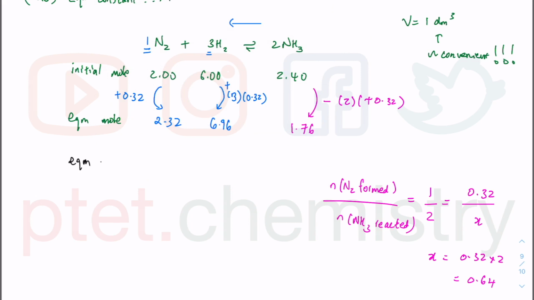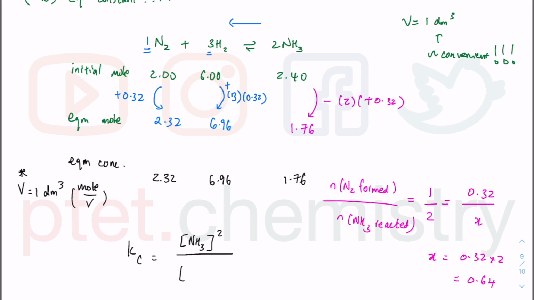I need the equilibrium concentration, which is mole divided by volume. But remember, the volume was 1 dm cube. Here is where it's very important. If the volume is not 1 dm cube, then you really have to get the volume very, very carefully. So here it is just divided by 1, which is obviously itself. And we are not asked to calculate anything. We are just asked to write down the value based on our calculations. So I'm just writing out the expressions.